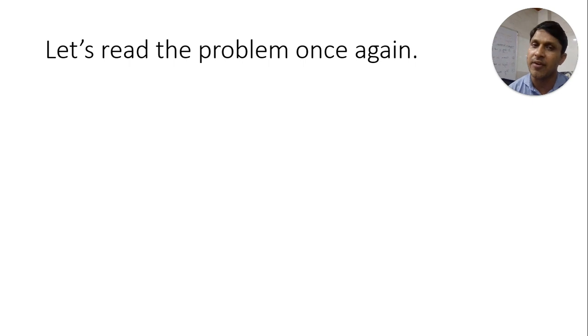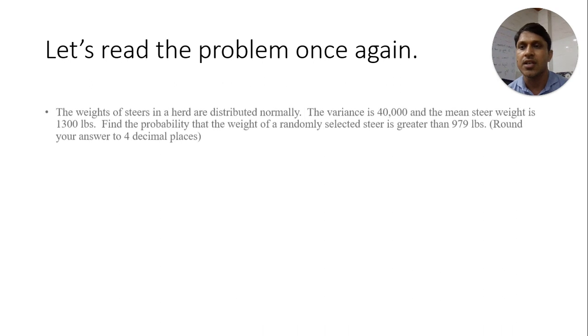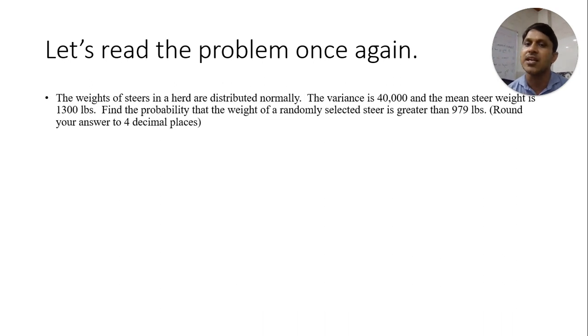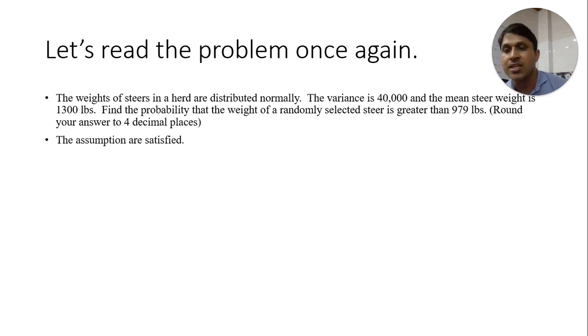Let's read the problem once again. The weights of the steers in a herd are distributed normally. The variance is 40,000 and the mean steer weight is 1,300 pounds. Find the probability that the weight of a randomly selected steer is greater than 979, and round your answer to 4 decimal places. First I am calculating manually, and then I will move to Python to show you how to calculate probability using Python.